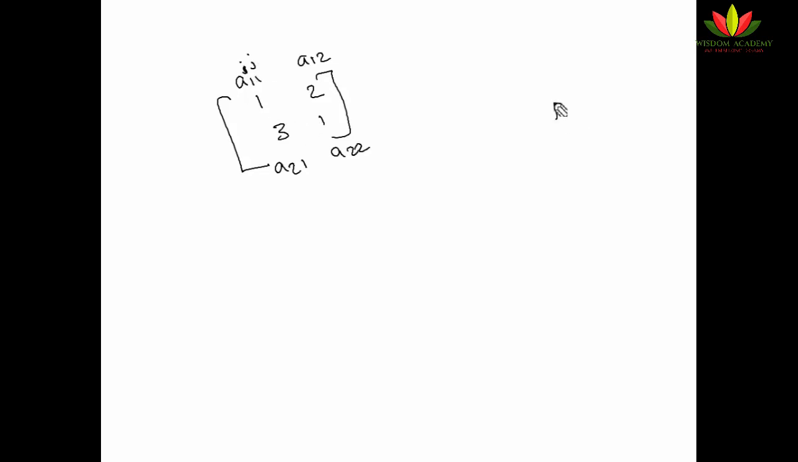If my i plus j is odd, then I will use the negative of the minor. If my i plus j is even, then I will use the minor itself, as it is.